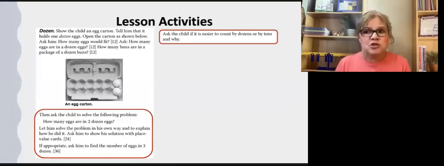One is we want them also to visualize it as well as calculate the answer. Now notice, I'm not telling you to give them the answer. You are still going to let your child figure it out, but you're going to give them a manipulative for support. Then the next section of the manual has the child show their answer with place value cards.